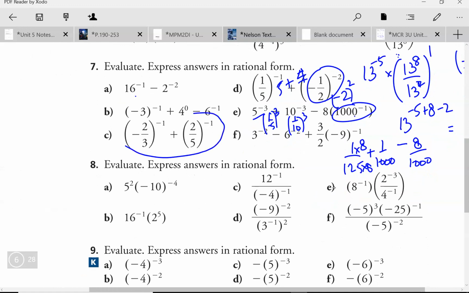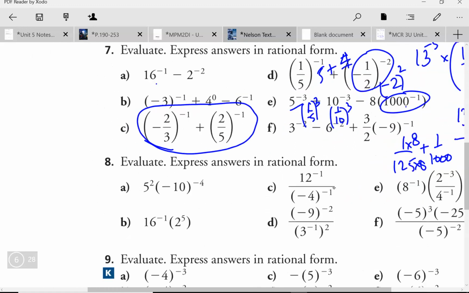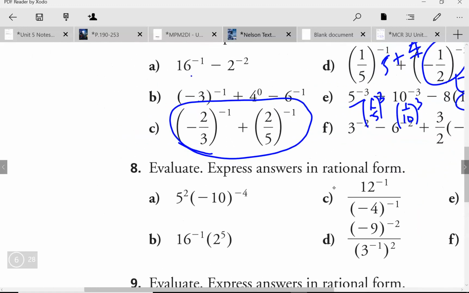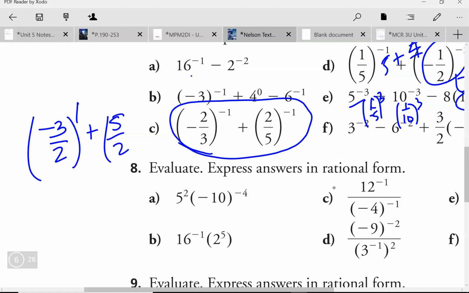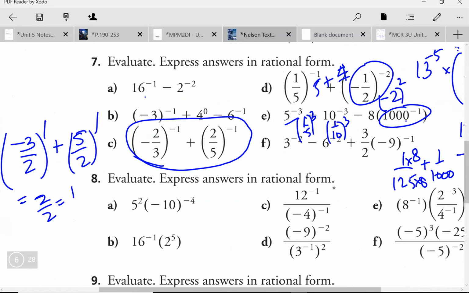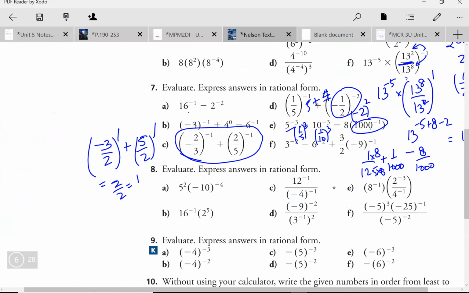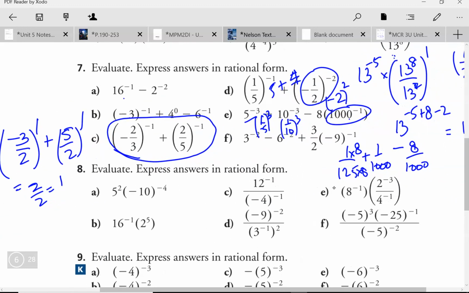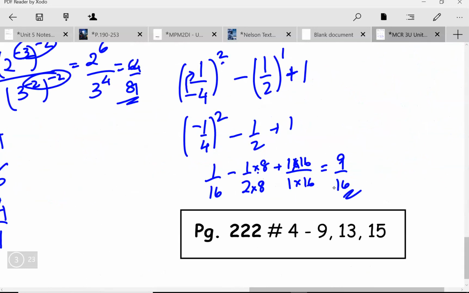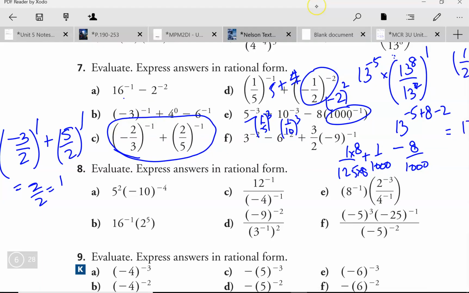Again, here is where flipping the fraction comes in handy. So again, you're just going to flip the fraction, make the power positive, flip the fraction, make the power positive. This is just 2 over 2, which is 1 for question C. So again, hopefully you're trying all the rest of these. I don't think they're particularly difficult. 4 to 9 we had.